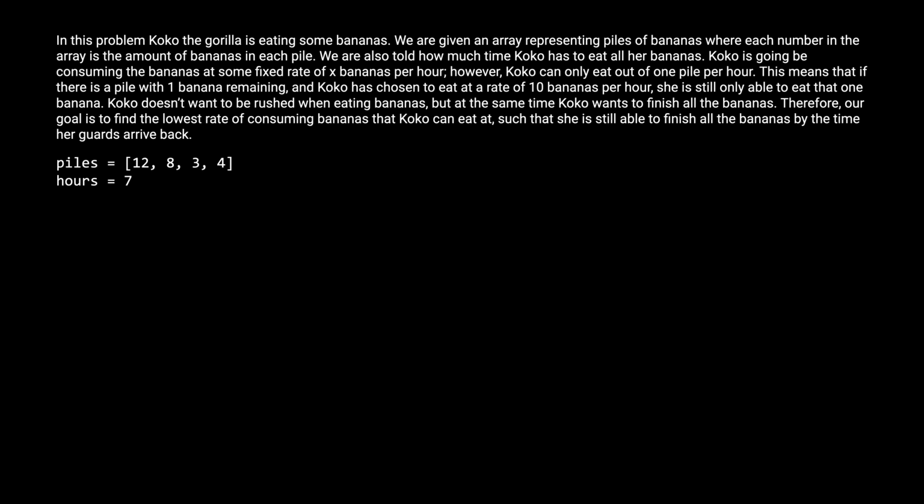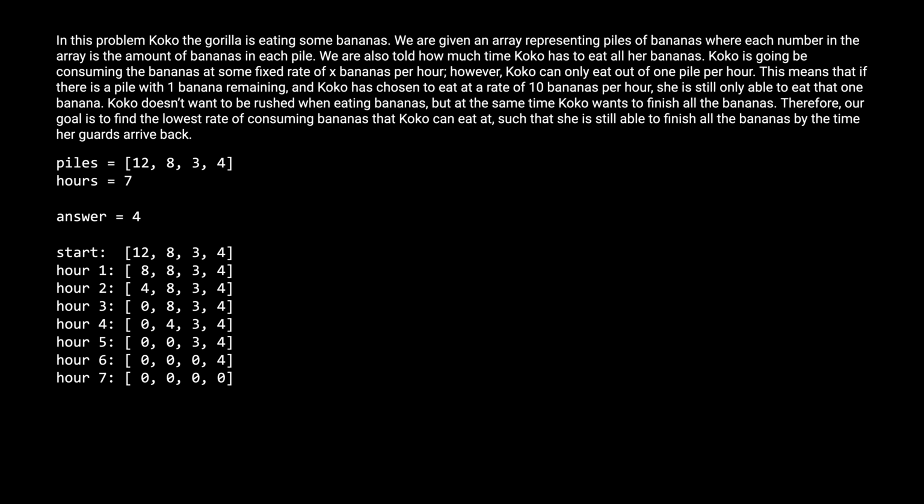So if the piles array is 12, 8, 3, 4, and Koko has 7 hours to consume all the bananas, then our answer would be 4. If Koko eats at a rate of 4 bananas per hour, I've pasted out the progression of these 7 hours and how Koko would still be able to finish all her bananas. At any slower of a rate, say 3 bananas per hour, she would not be able to finish them all.